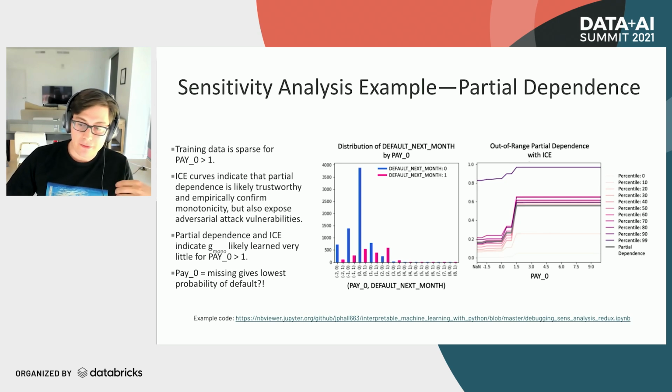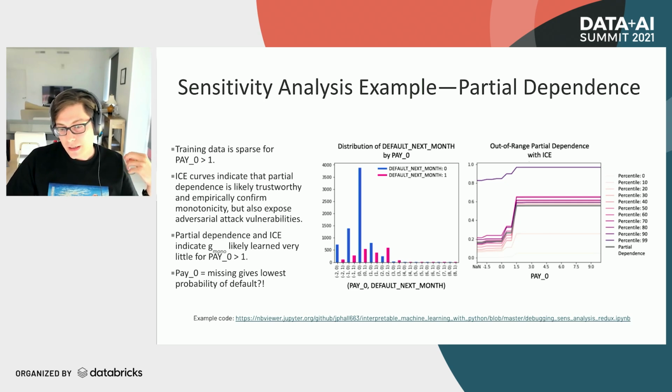If we saw ICE going in different directions than partial dependence, that would tell us there was an important interaction in our model that would drive individual behavior away from average behavior. We don't see that here. So that's neither good nor bad, just a sanity check.